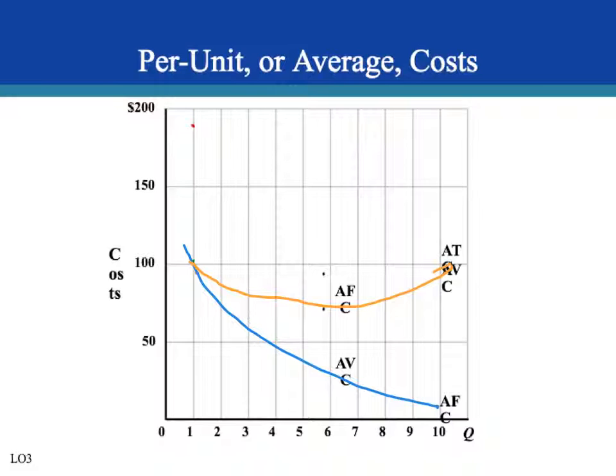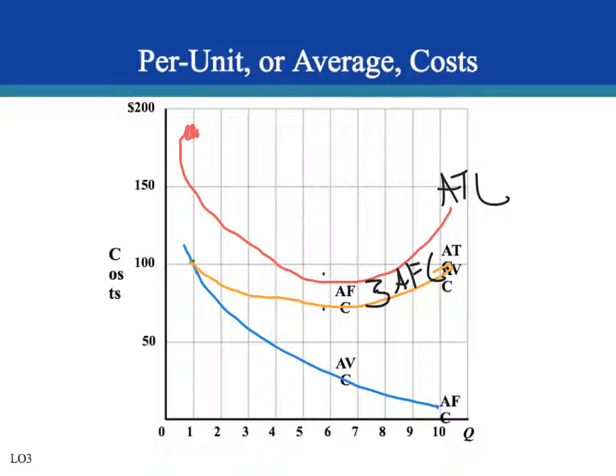And then average total cost starts up high, but as we produce more units, drops, and then eventually will start to rise again. And the difference between average total cost and average variable cost is average fixed cost. The next slide will show marginal costs included, but I'm just going to go ahead and include it here.